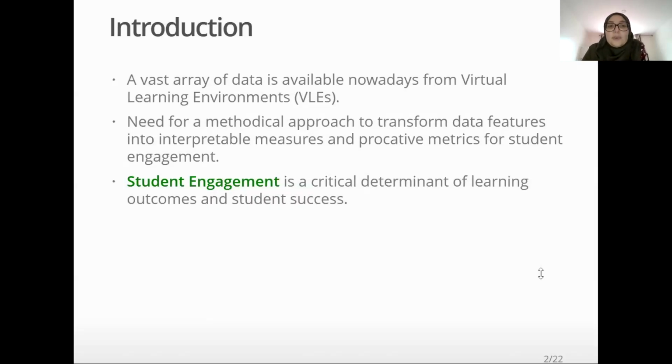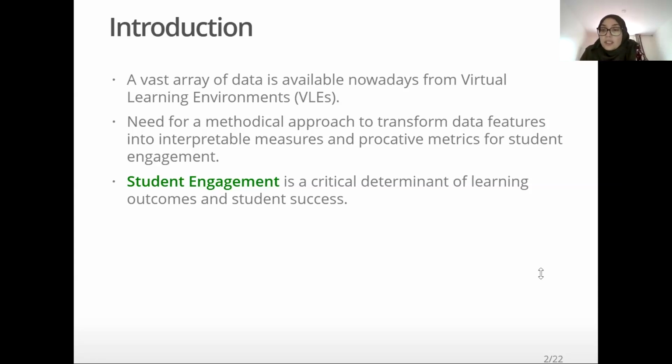We're all aware that we now have an unprecedented amount of data available to us through VLEs, or virtual learning environments. While this data offers immense potential, we need systematic, methodical approaches to turn the raw features from such environments into actionable insights, or proactive metrics that could help us better understand and improve student engagement.